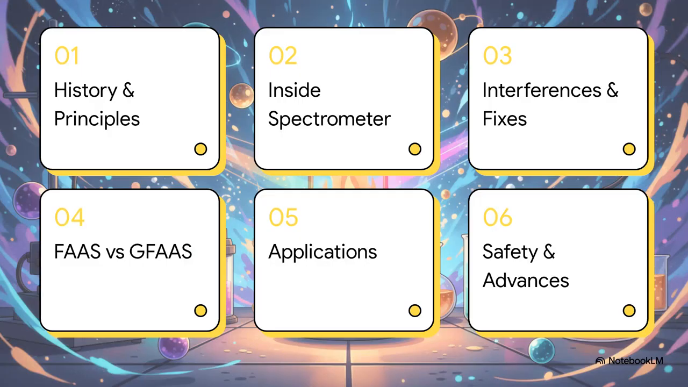Okay, let's take a really quick look at our roadmap for today. We'll be hitting 1. History and principles, 2. Inside the spectrometer, 3. Interferences and correction, 4. Comparing FAAS and GFAAS, 5. Applications, pros and cons, and finally, 6. Safety, advances, and a summary. We've got a lot of ground to cover, so let's jump right in.